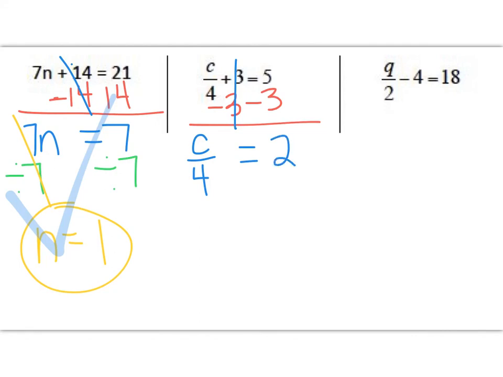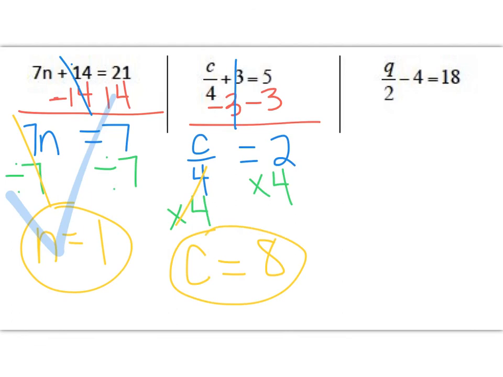Since C is being divided by 4, I need to multiply both sides by 4. So what is being canceled? Dividing by 4 and multiplying by 4, which brings me down my C and my equal sign. And 4 times 2 is 8. So let's check our answer. If I take 8, put the 8 here and divide it by 4, I get 2. And then I add 3 to get 5. And so our answer is a check.